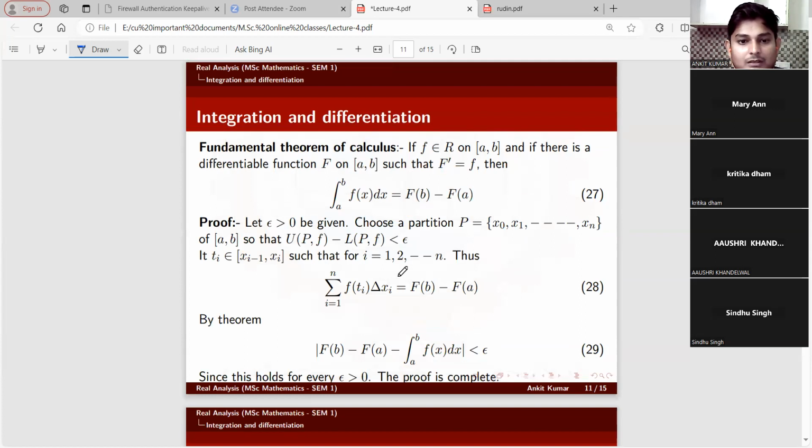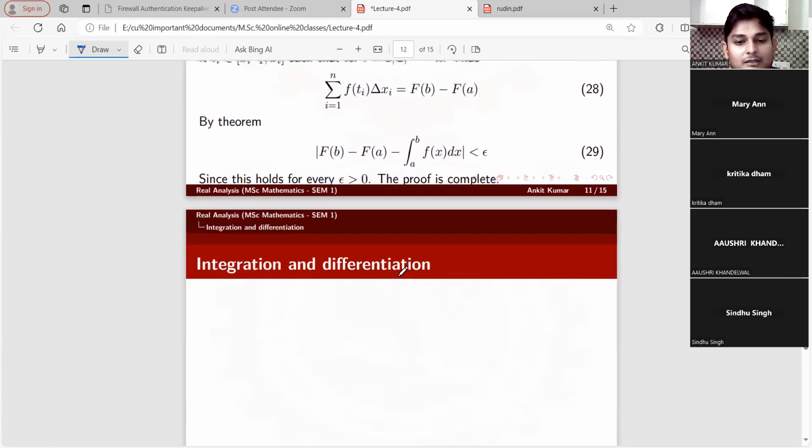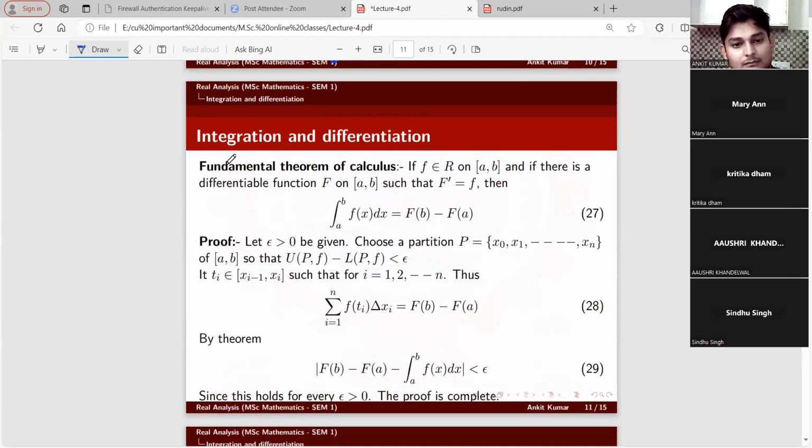Now we prove the second, very important part of this fundamental theorem of calculus. This is a very important theorem. So if f belongs to R on the closed interval a, b, and if there is a differentiable function capital F on the closed interval a, b such that F dash is equal to f, then, suppose f is Riemann integrable on the closed interval a, b, and there is a differentiable function capital F on the closed interval a, b such that F dash is equal to f.